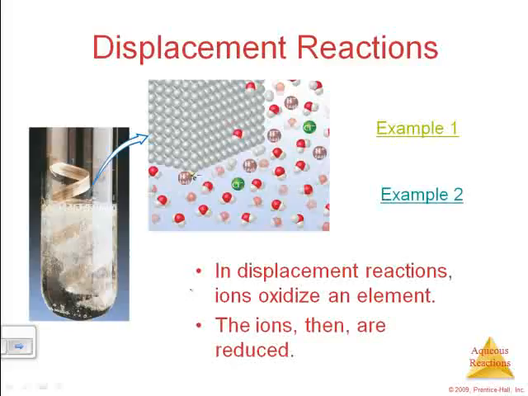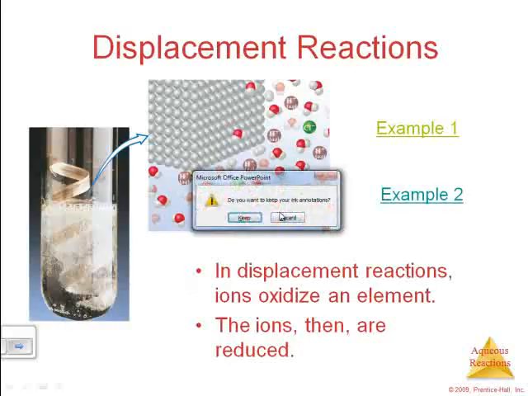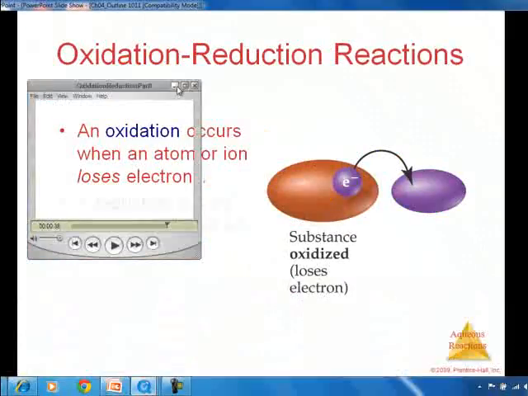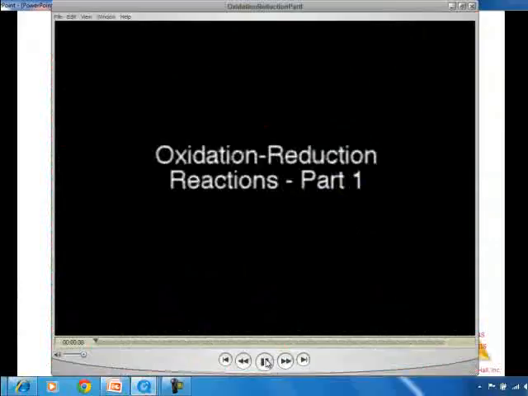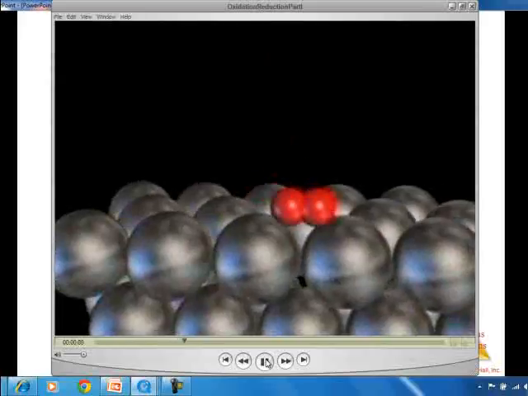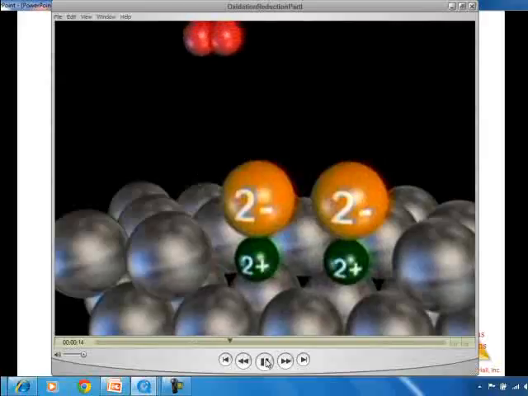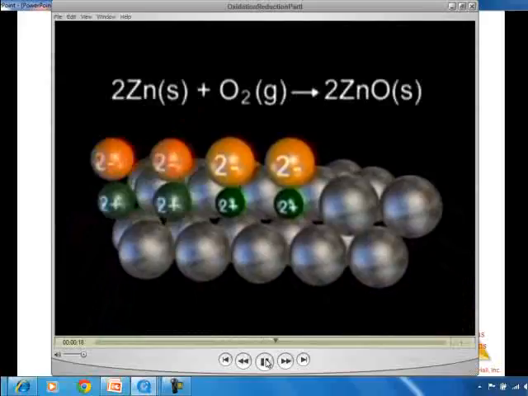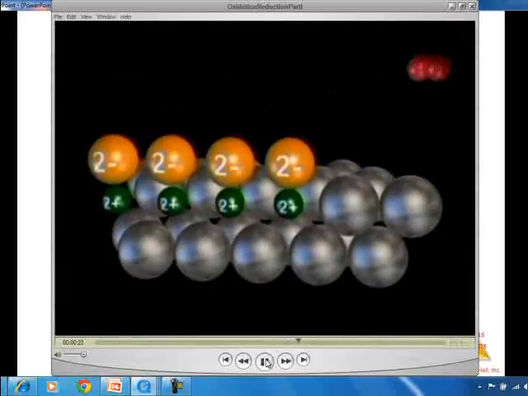Let's look at some displacement reactions. When zinc metal is exposed to oxygen at high temperature, it reacts to form zinc oxide. Electrons are transferred from zinc to oxygen, creating oxide and zinc ions. We say that zinc has been oxidized. The oxidation of zinc by molecular oxygen is an example of an oxidation-reduction reaction.